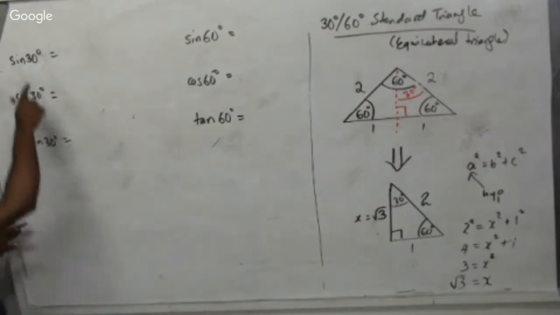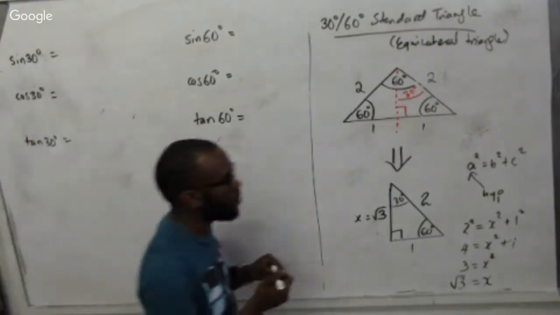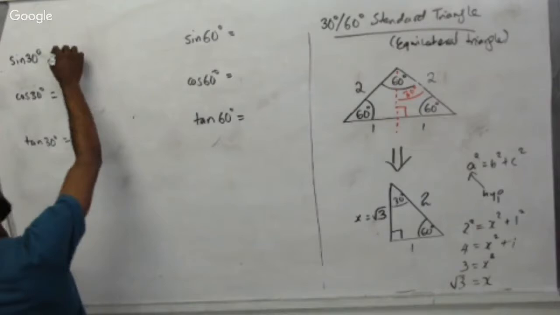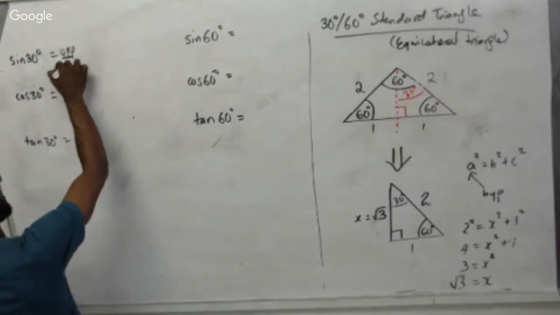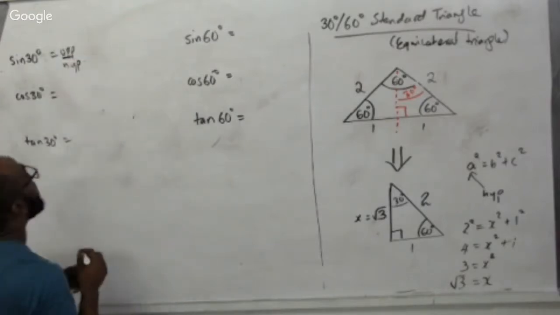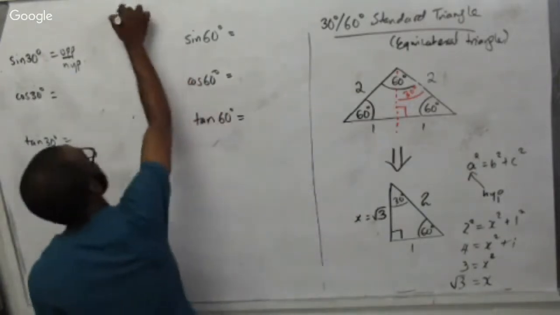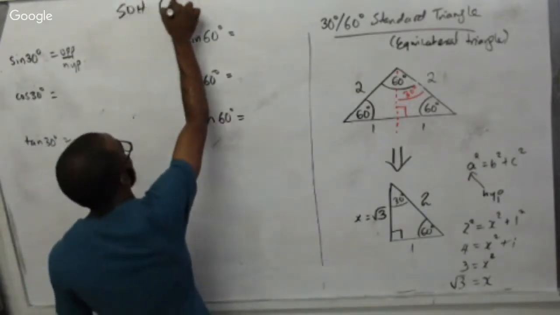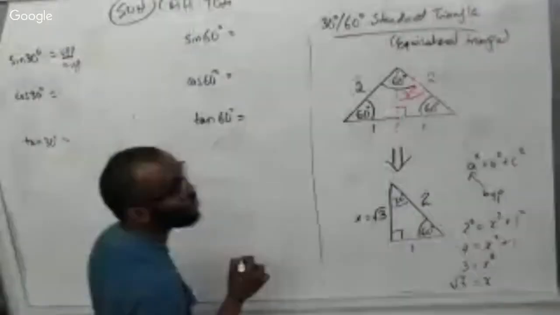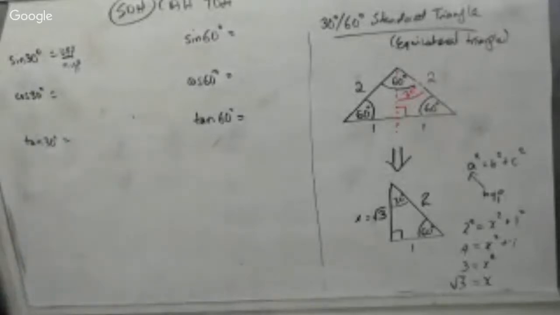30 degrees, sine of 30. I must first remember that sine is opposite over hypotenuse. And how do I remember that? SOH CAH TOA. All the time. You're not too big to remember this. Remember I told you. Don't play hero. So, sine is opposite over hypotenuse.